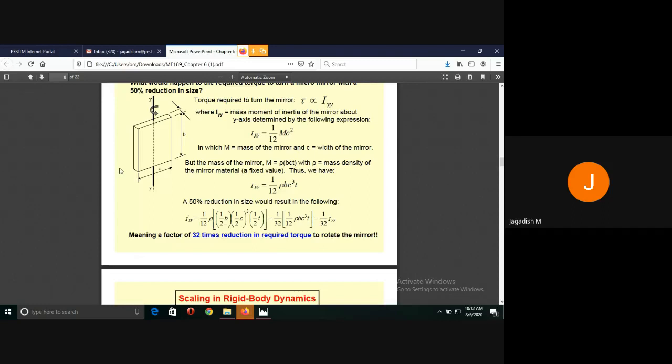Now, we only have here the parameter C, but what about B and T? So M can be related to these parameters C, B, and T by this equation, that is M equal to the mass density of the material into its volume, that is rho into B into C into T. Substituting M equal to rho B C T into this equation multiplied by C squared, I'll get Iyy equal to 1 by 12 into rho into B into C into T, and because of this C squared I'll have C cube here.